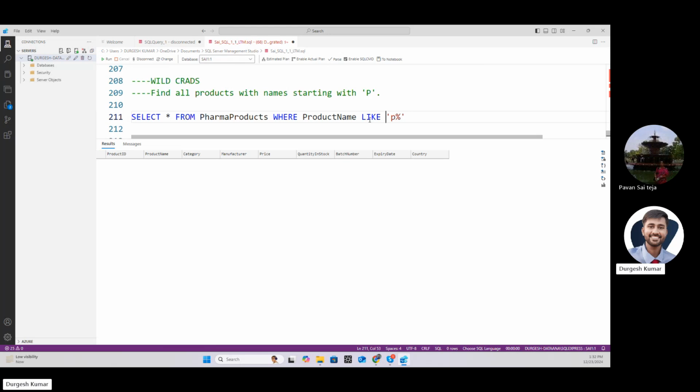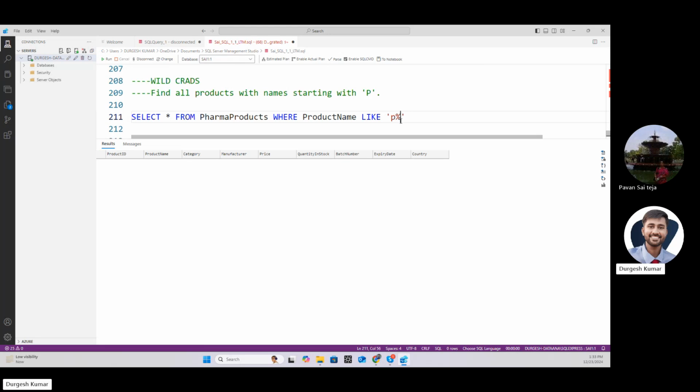So here we are supposed to find products starting with P. Means we are finding a pattern, right? So always remember, whenever you are supposed to find a pattern, you will use the LIKE operator. Not equal to, not is, not and, not between.